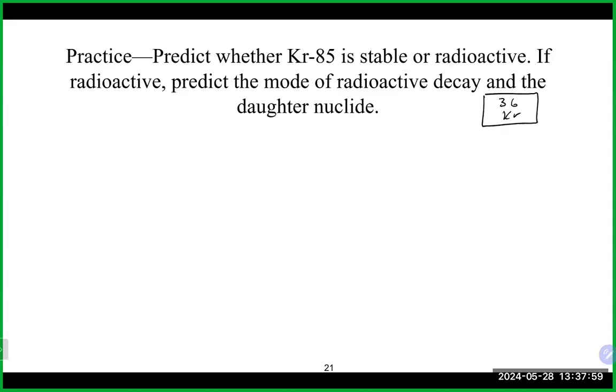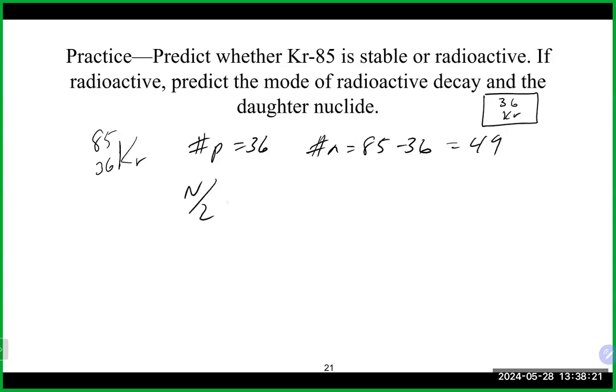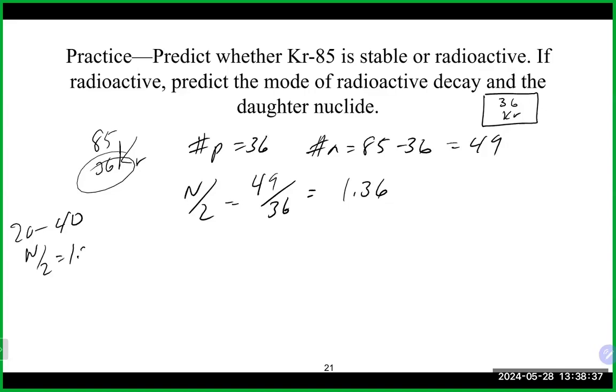Okay, so let's take a look. Once again, we're going to try to figure out our ratio here. So we have krypton, got 85 and 36 from the periodic table. Number of protons is going to be 36. Our number of neutrons would be our mass number minus our atomic number, so that's 85 minus 36. It's 49. So our N to Z ratio would be 49 divided by 36, going to give us a 1.36. This is an atomic number between basically 20 and 40, with the acceptable ratio 1.25 in this case. And in this case, that means that we are too high here.